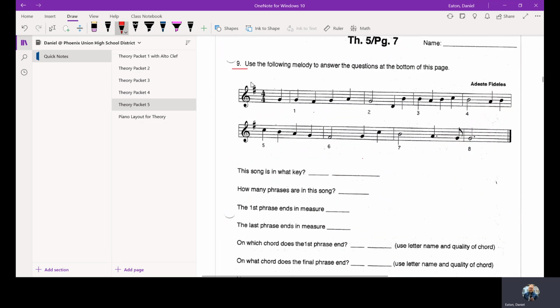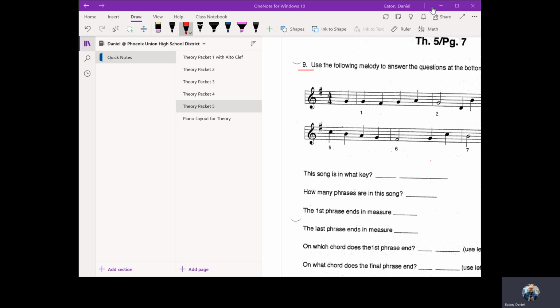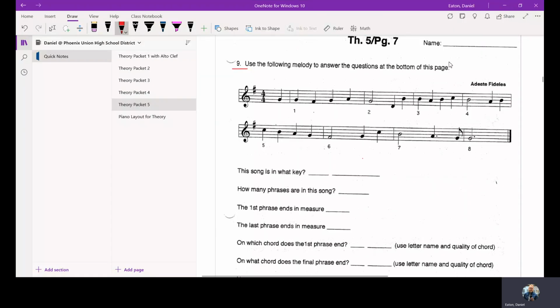All right, moving on. Use the following melody to answer the questions at the bottom of this page. So now I'm going to actually play this next one for you. Hopefully this will play through. Let me get this queued up real quick. And I think I have it queued up. Here we go. This is the phrase that is on page number 7.